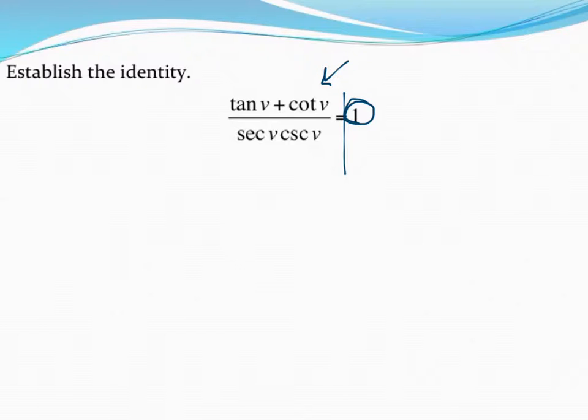So for the numerator, I've got a tangent plus a cotangent. Well, tangent is the same thing as sine over cosine, so I'm going to rewrite this as sine of v over cosine of v. Cotangent is the same thing as cosine over sine. Now you may be thinking, oh, cancel out sine and cosine. Remember, that only works if we're multiplying things together. These pieces are being added, so I can't cancel out anything just yet.